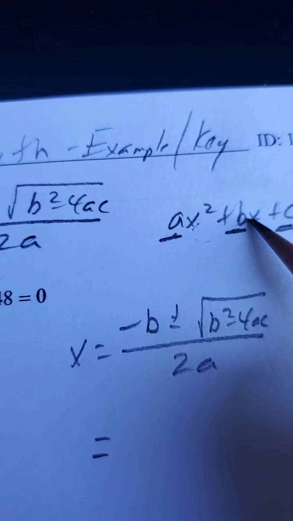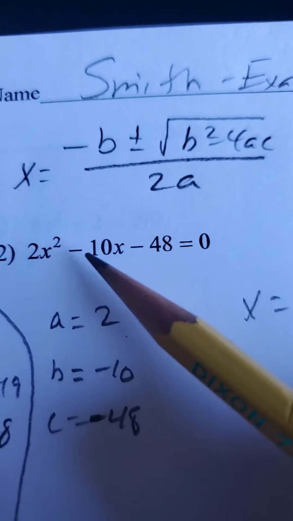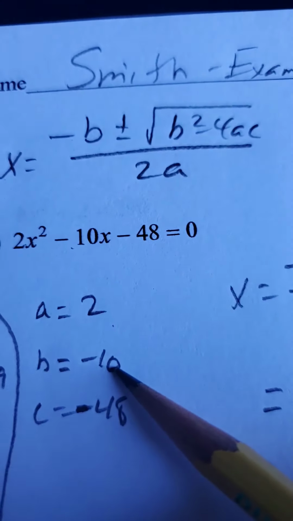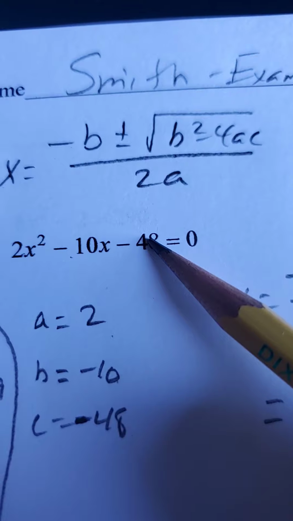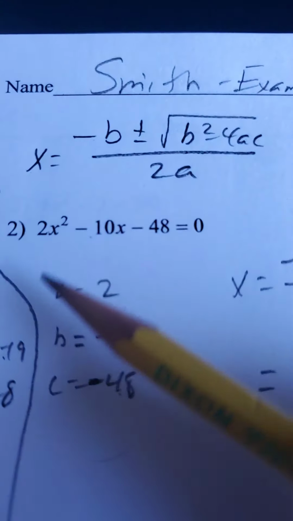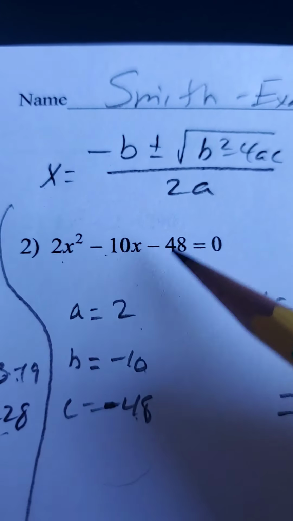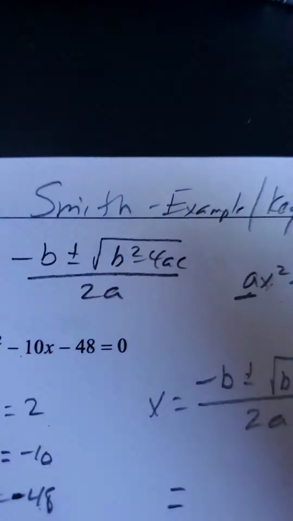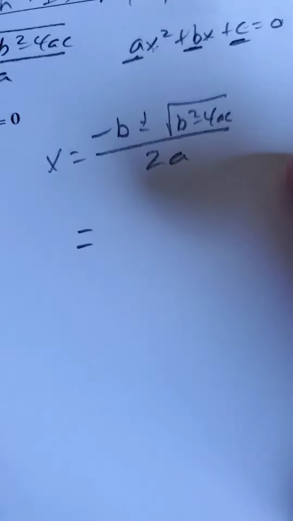B is the one being multiplied by the x term, or the linear term. So B is negative 10. C is the constant, or the number by itself, so it's negative 48. Okay, that's where I get the A, B, and C from. Write that down to the side so you can see it. And then I plug it into the formula.